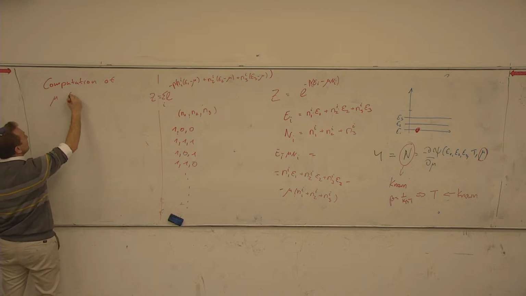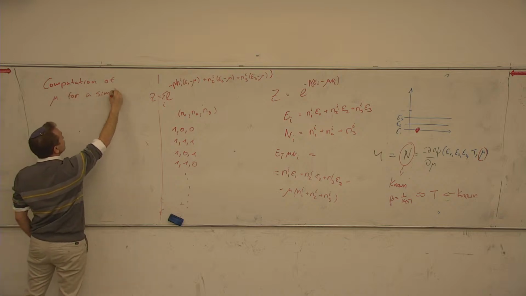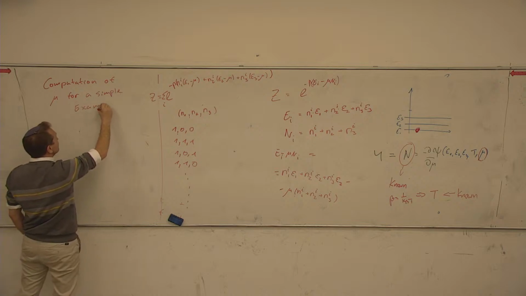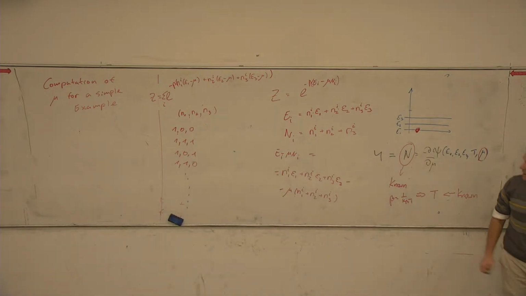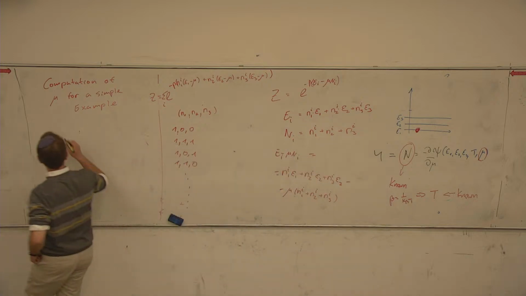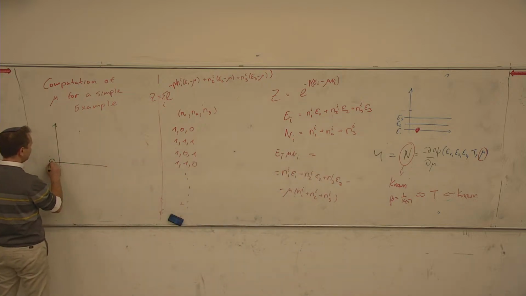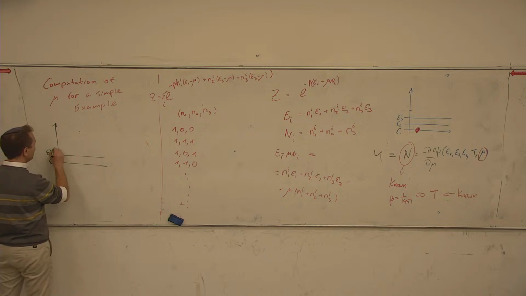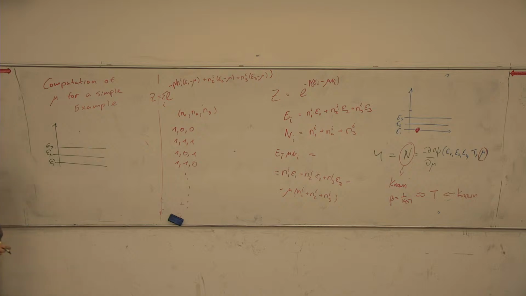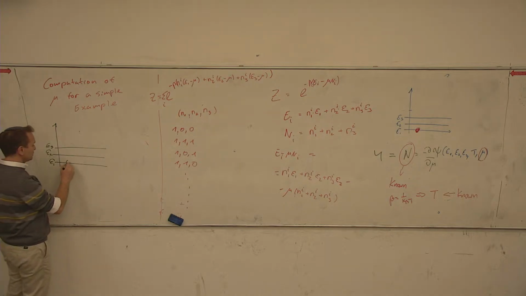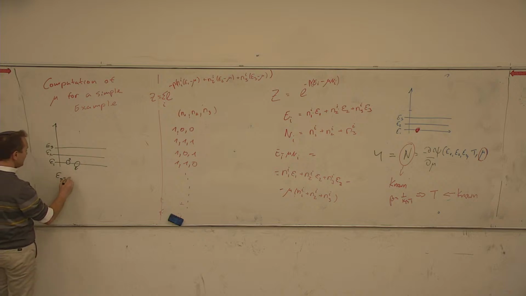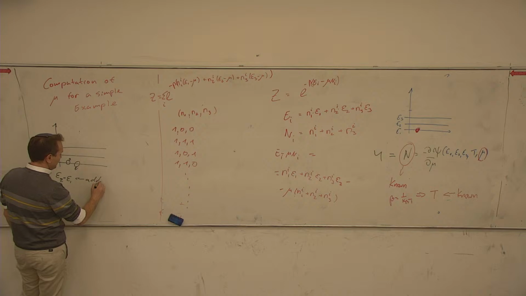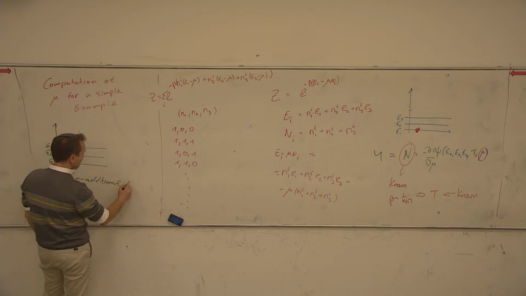Now, an example of computing mu for a simple case. What is our simple example? We have those three states, epsilon 1, epsilon 2, epsilon 3. For each particle, there are particles with spin up or spin down, plus 1/2, minus 1/2. And I also say that epsilon 2 equals epsilon 1. Additional degeneracy.